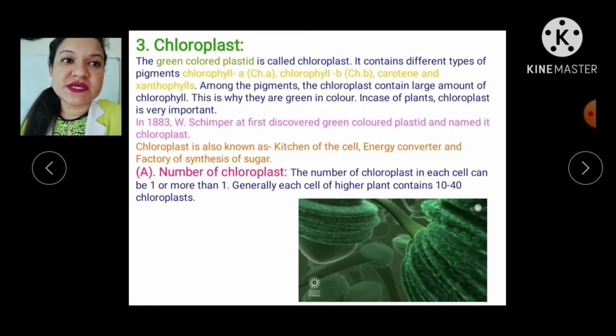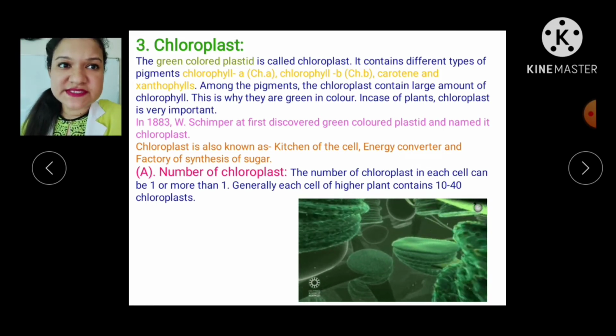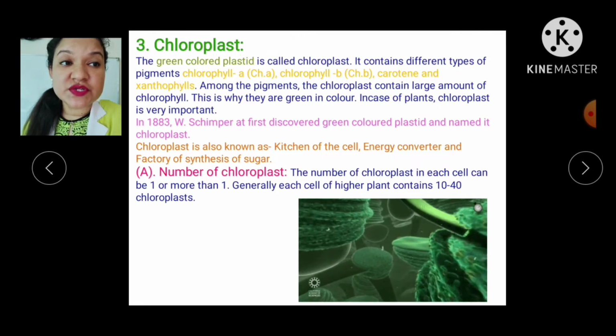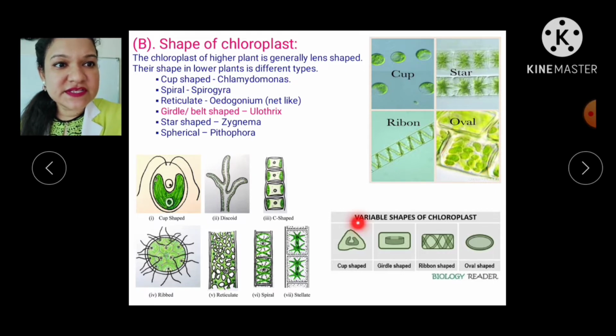Number of chloroplasts. The number of chloroplasts in each cell can be one or more than one. Generally, each cell of a higher plant contains 10 to 40 chloroplasts. And then the shape of chloroplast. Chloroplasts have many kinds of shapes, like cup shape. Here you can see the cup shape, and then spiral shape, which is the example of Spirogyra. This is the spiral shape, and then reticulate shape. This is the example of Oedogonium.